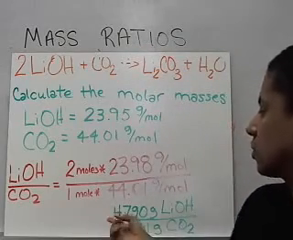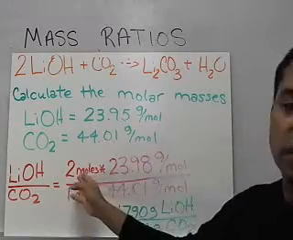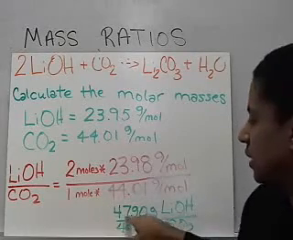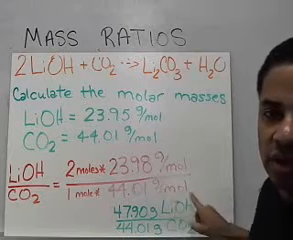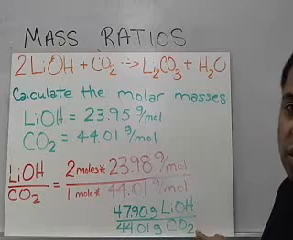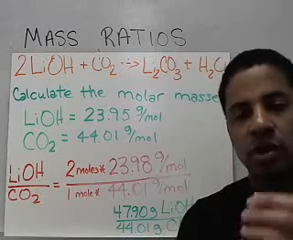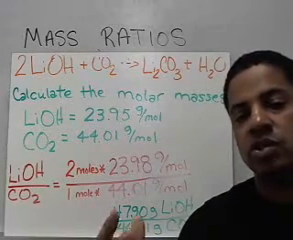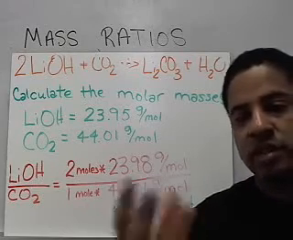And also, of course, since there's 23.98 grams for each mole of lithium hydroxide and there's 2 moles for every 1 of carbon dioxide, that tells you that you have 47.9 grams, which is 2 moles of lithium hydroxide, for every 44.01 grams, which is 1 mole of carbon dioxide. So this is a simple way to convert from your mole ratios and get your mass ratios so that you can solve chemistry problems that use masses instead of moles.